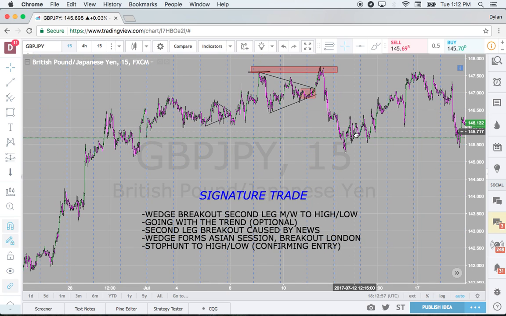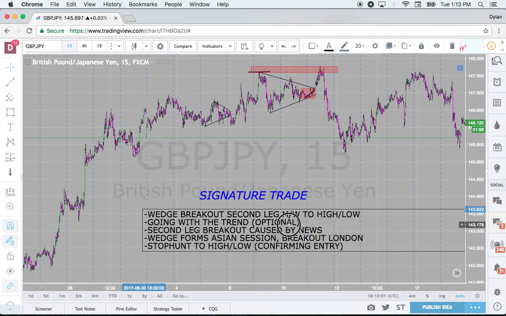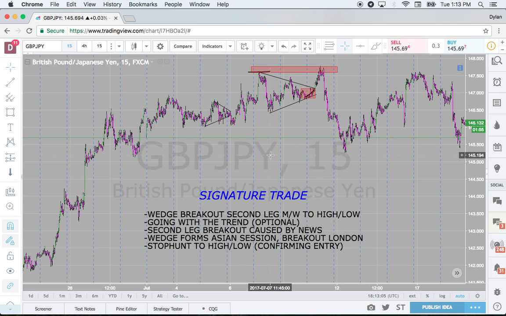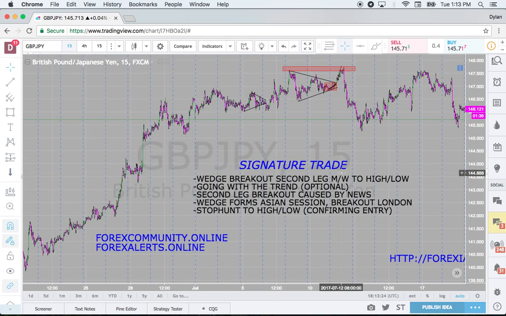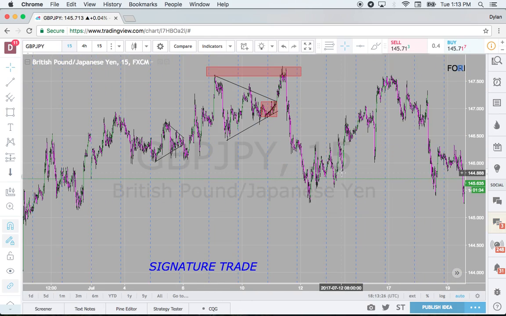It's a lot better to go with the trend. It's more advised to go with the trend. But if you see a setup like this, and you are confident in the setup, then by all means take the setup. You don't have to go with the trend all the time. But if you're a beginner, make sure you are going with the trend at least most of the time.